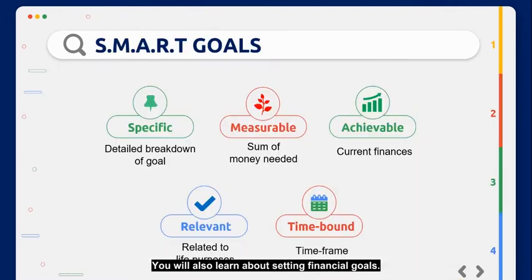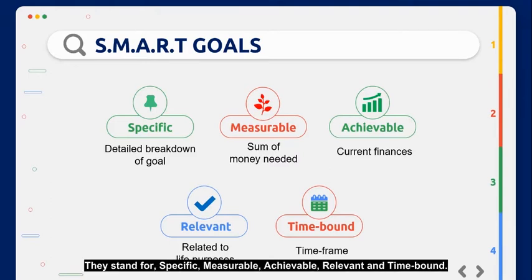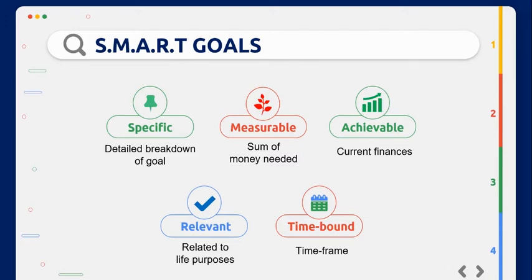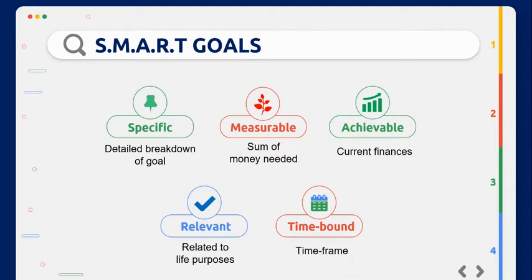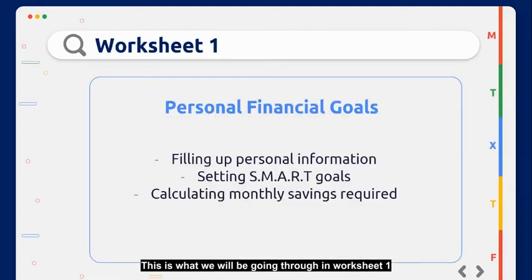So, you will also learn about setting financial goals. Financial goals should be SMART. They stand for specific, measurable, achievable, relevant, and time-bound. Examples of a financial goal could be setting up a business or paying your children's university school fees. So, this is what we will be going through in Worksheet 1.